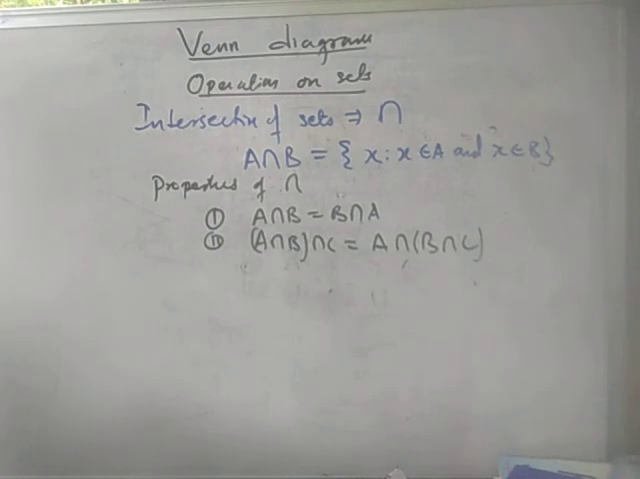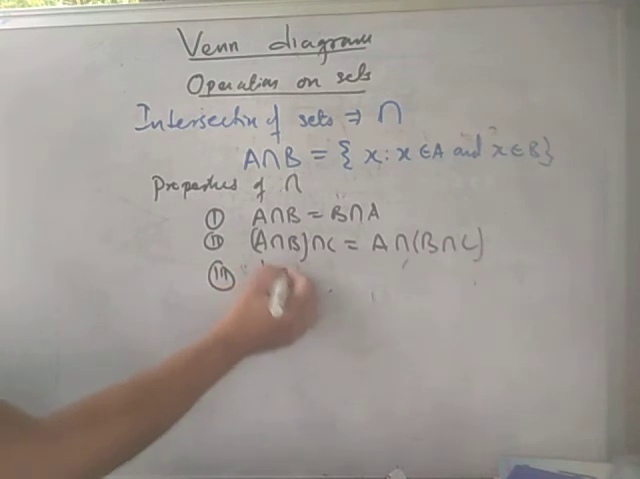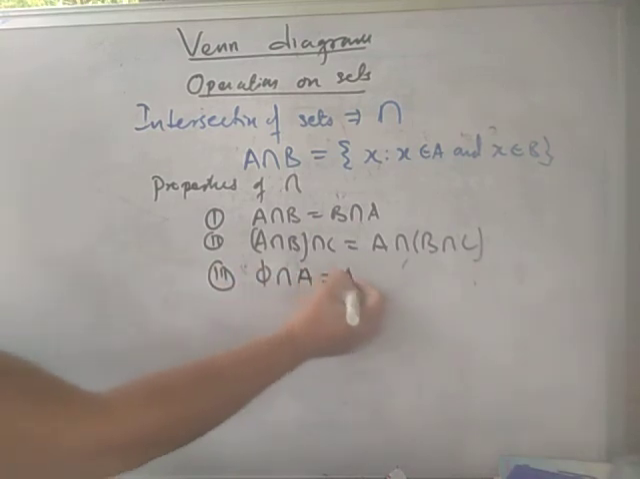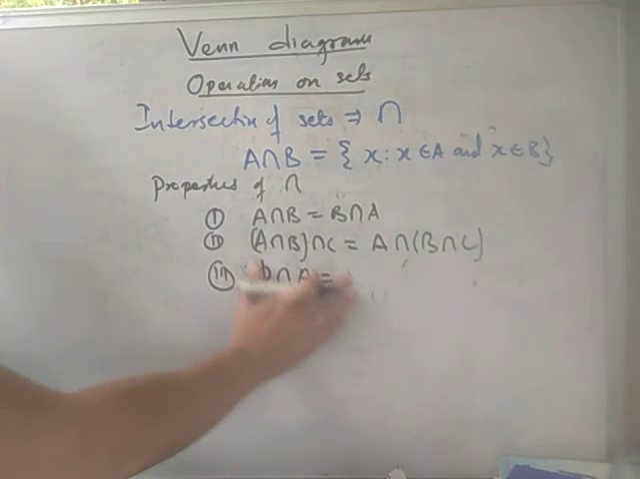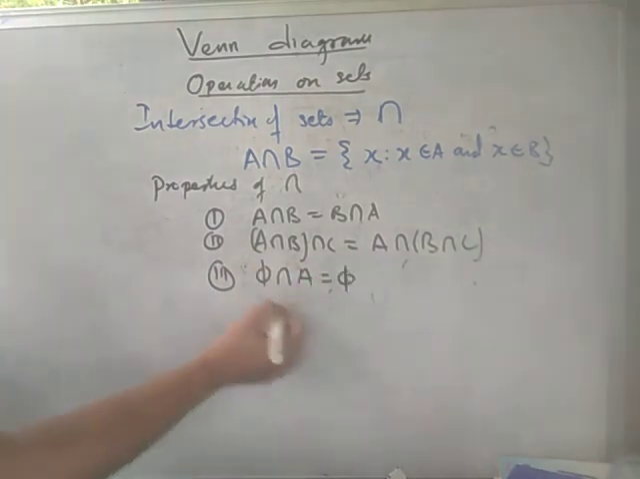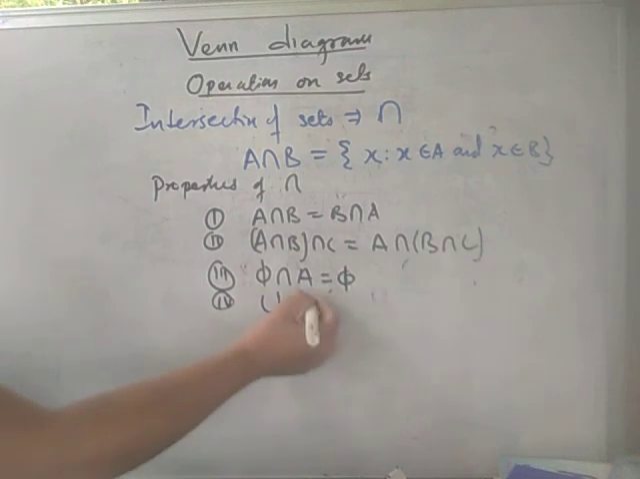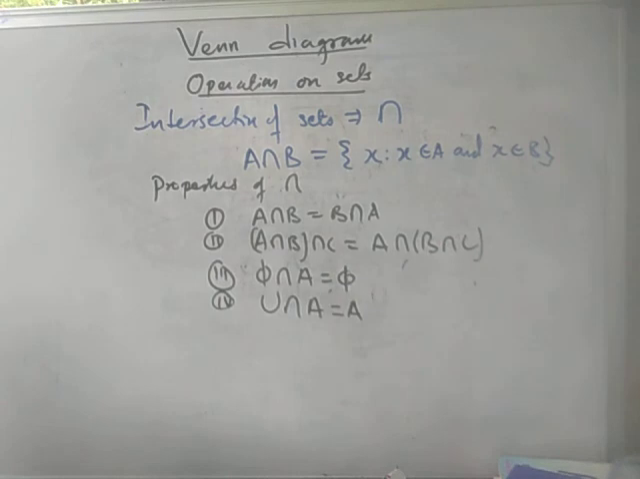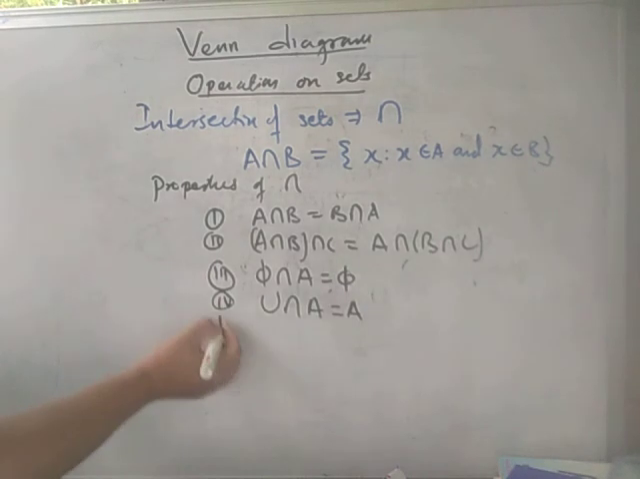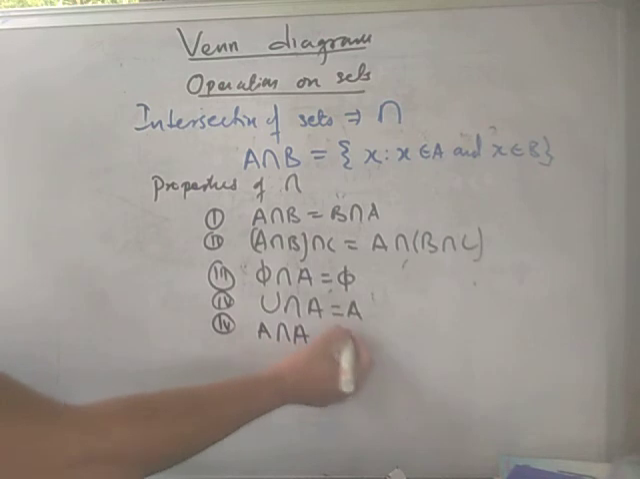Next one is your identity and law of U. Third one is your phi intersection A equals to how much? Phi. Next, fourth one is your U intersection A equals to how much? A. Isn't it? Fourth one is your A intersection A equals to A.